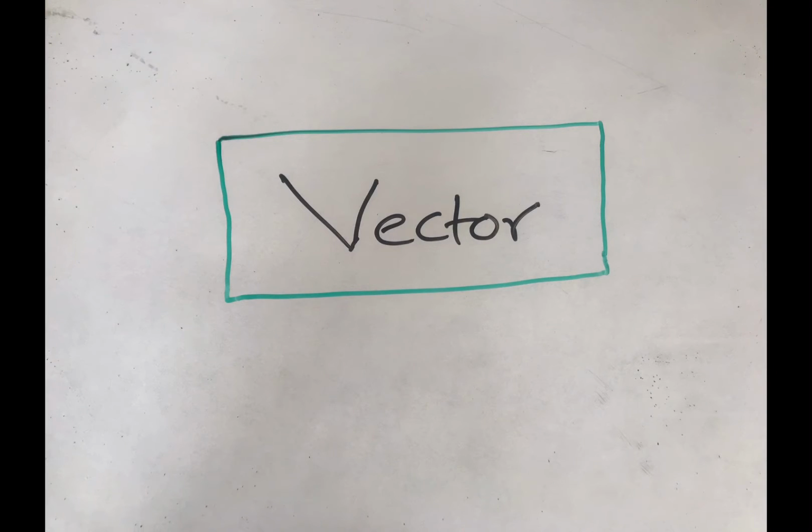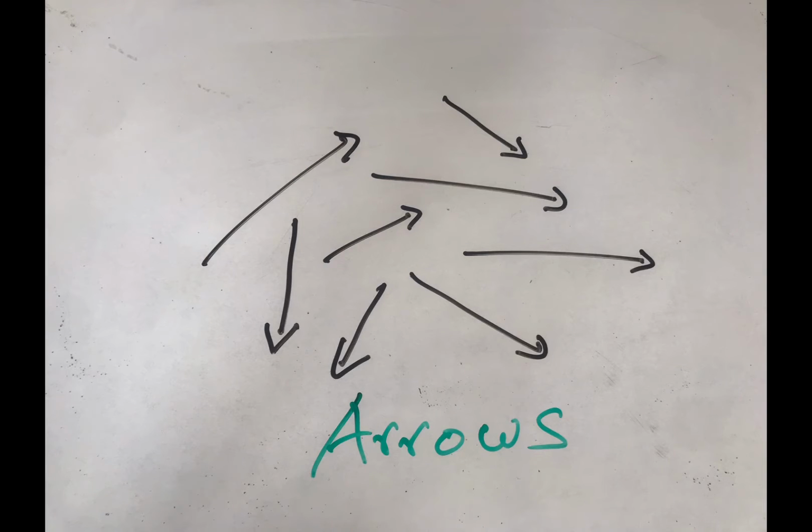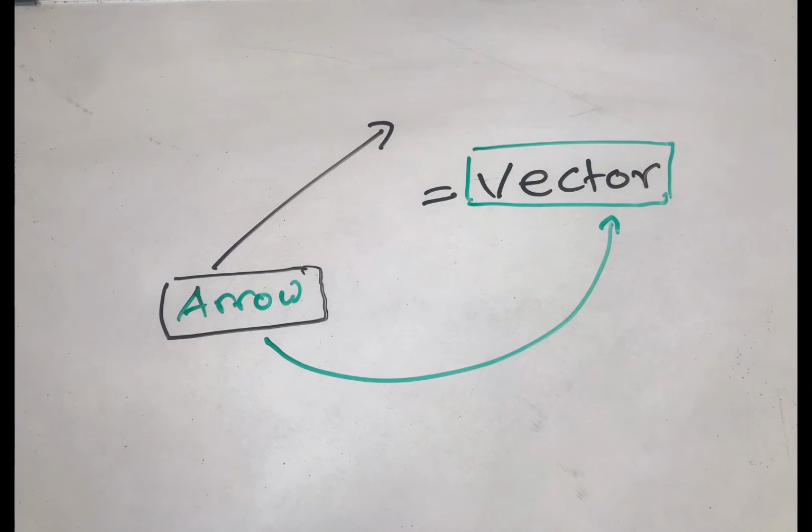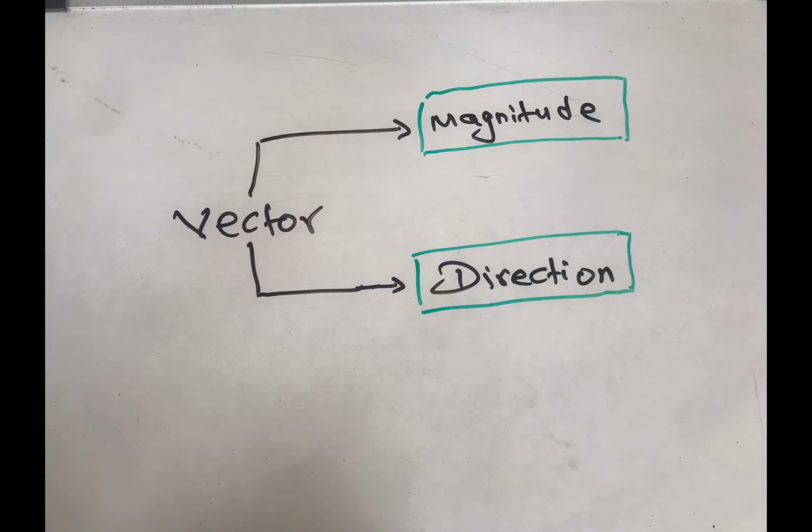What is a vector? To put it simply, a vector is just an arrow. What does an arrow have to do with a vector, some may ask. To put it in perspective, a vector is defined by two properties: magnitude and direction.